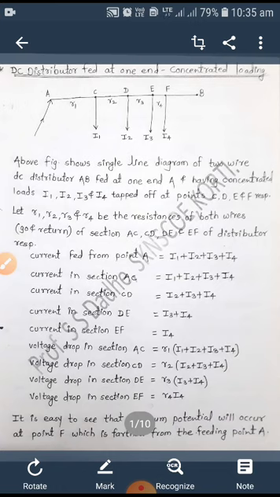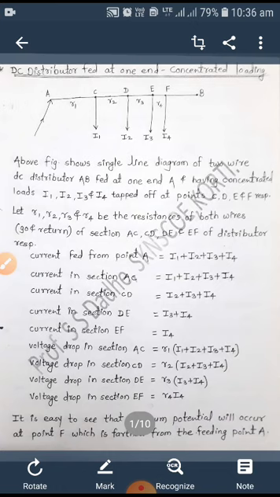Discuss with you the different types of distributors. Friends, we know that a distributor is a conductor in the distribution system from which we can take the tappings for the supply to the consumers. As tappings are allowed on the distributor, current throughout the distributor will not be the same. Therefore, the calculation of that distributor is a very important part because current throughout the distributor is not the same.